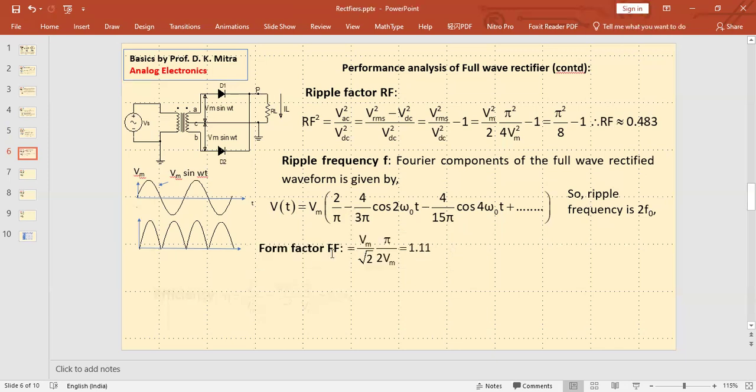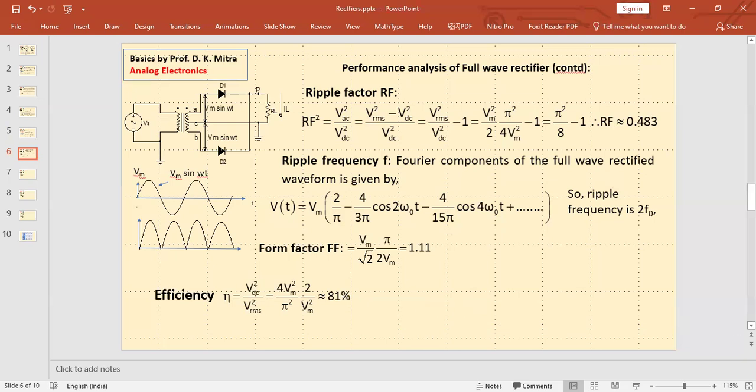Now, next point is form factor. Once again, as we have seen earlier, form factor is VRMS by VDC. If you put both the values, form factor is 1.11. Next, let us see what is the efficiency of this rectifier. Efficiency is VDC square by VRMS square, which is 81%. Do you remember what was the efficiency of a half-wave rectifier? It was only 40%. Here it is 80%, right?